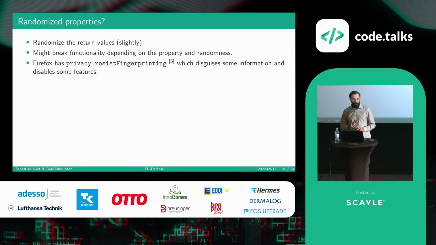But I learned that Firefox has a privacy setting, resist fingerprinting, which tries to go that approach. They try to disguise some of their properties and even disable some other features. So you can try to enable that and browse the internet. Maybe you will be fingerprinted less or less efficiently.